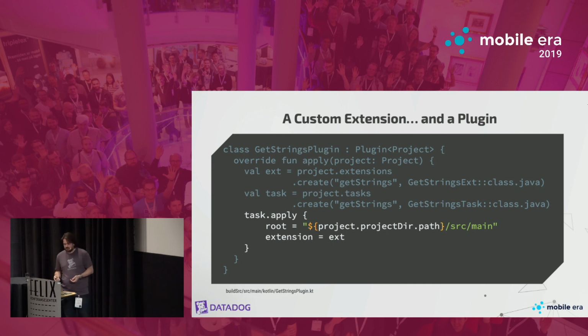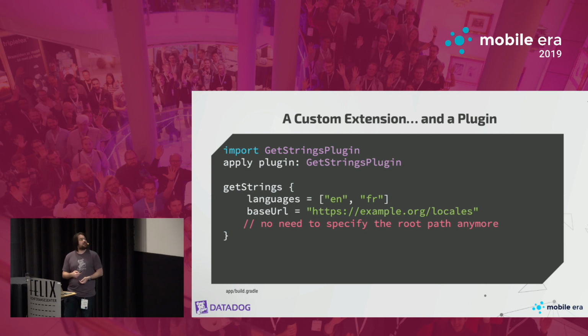And so now in my build.gradle file, I can just apply my plugin here. And now I have this block that is legal in my build.gradle file because I created the extension. And so I can just say, okay, get strings, this is the configuration of my get strings plugin. And I can, again, set the languages, set the base URL, and I don't have to specify the root path anymore.